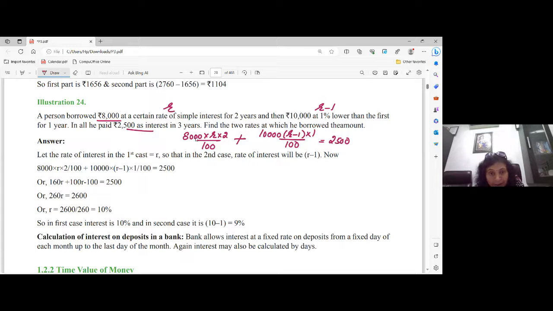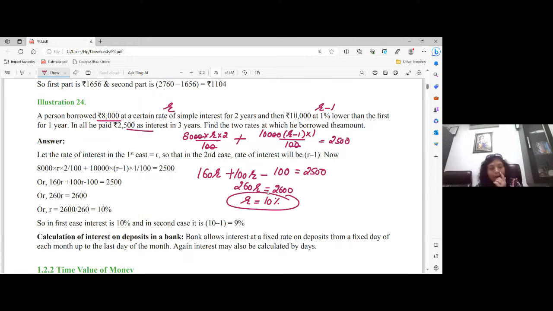So this becomes 160 R plus this becomes 10,000 R. You can say this is 100 R minus 100. That is equal to 2,500. So 260 R is equal to 2,600. So R is equal to 10%. So this is called your original interest rate, and the decreased rate is 9%.